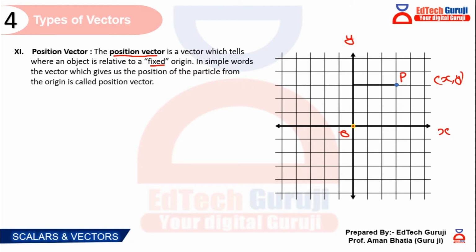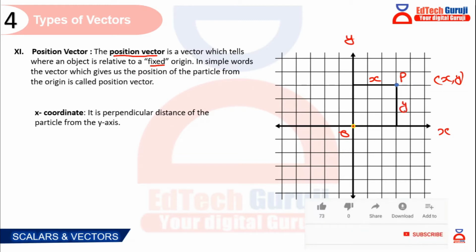X coordinate is basically the perpendicular distance of the particle from the y axis. So this becomes my x coordinate. This becomes my x coordinate, right? It is the perpendicular distance of the particle from the y axis. Likewise, what is y coordinate? This is my y coordinate, which is the perpendicular distance from the x axis.